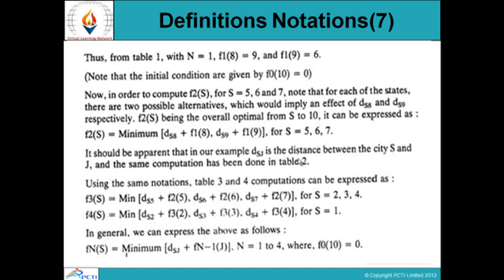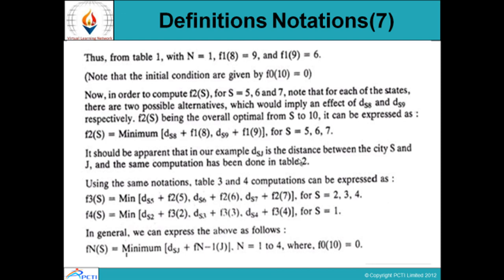Now in order to compute f_2(s) for s equal to 5, 6 and 7, note that for each of the states there are two possible alternatives, which would imply an effect of d_s8 and d_s9 respectively. f_2(s) being the overall optimal from s to 10, it can be expressed as f_2(s) equals minimum of d_s8 plus f_1(8), d_s9 plus f_1(9), for s equal to 5, 6 and 7. It should be apparent that in our example d_sj is the distance between the city s and j, and the same computation has been done in table 2.